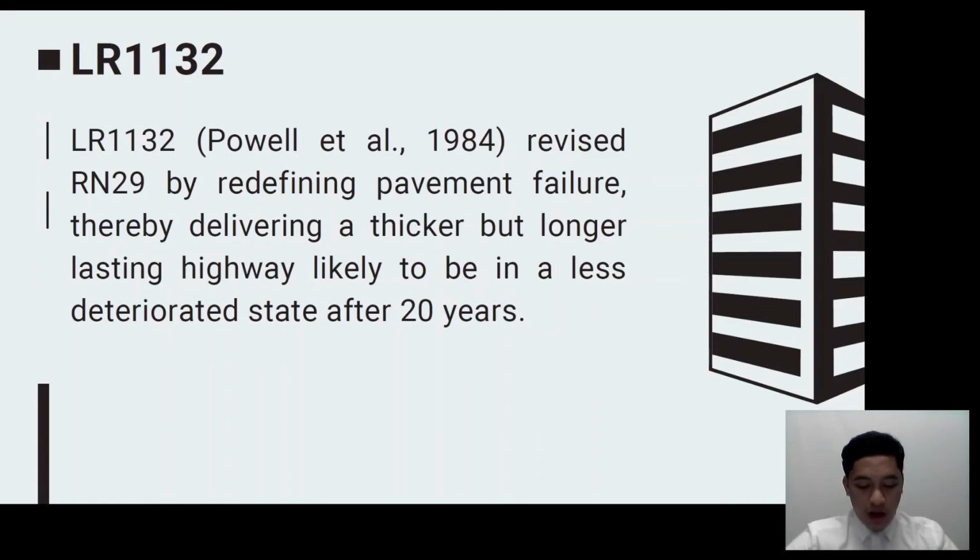Revised RN29 by defining the pavement failure, thereby delivering a thicker but longer lasting highway, likely to be in a less disoriented state after 20 years.